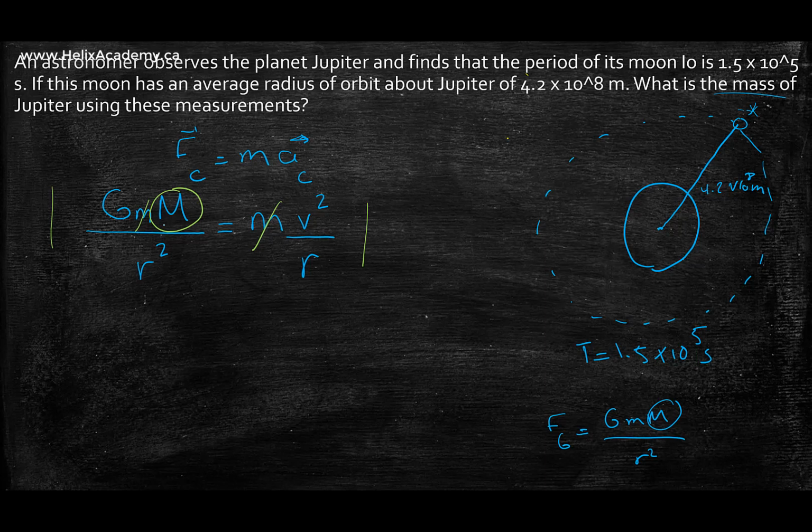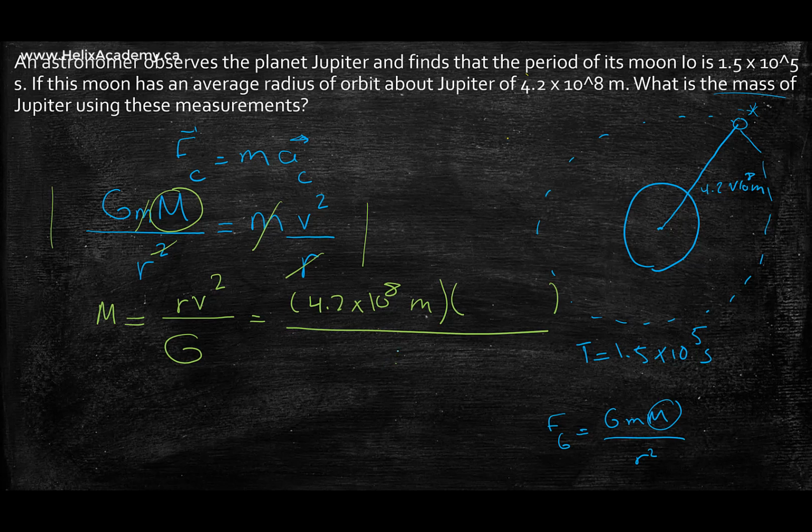Now, what I'm looking for is the mass of Jupiter. So if I were to rearrange this for that, I could cancel another r here, and I'm left with one r, and M will equal r times v squared over G. And I'm just going to plug in the numbers, and I will have 4.2 times 10 to the power of 8 meters. And now I don't have the velocity to put in here. So I'm going to use the other page to get that, and figure out how I can find v.